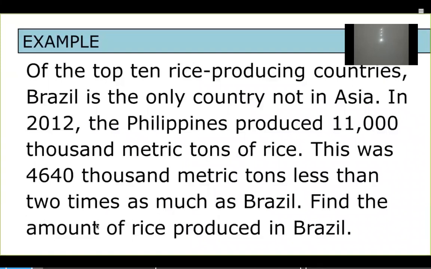Example. Of the top 10 rice-producing countries, Brazil is the only country not in Asia. In 2012, the Philippines produced 11,000 metric tons of rice. This was 4,640,000 metric tons less than 2 times as much as Brazil. Find the amount of rice produced in Brazil.